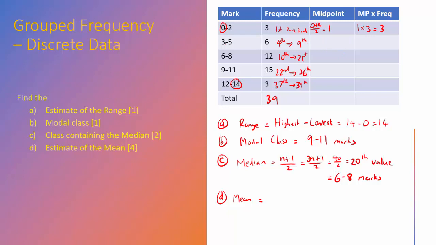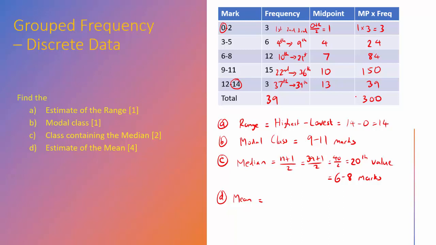The midpoint of 3 and 5, so 3 add 5 is 8, divided by 2 is 4. 6 add 8 is 14, divided by 2 is 7. 9 and 11 is 20, divided by 2 is 10. 12 and 14 is 26, divided by 2 is 13. Midpoint times frequency, so 4 times 6 is 24. 7 times 12 is 84. 10 times 15 is 150. 13 times 3 is 39. And if we add all of these up, we should get 300. Exactly.